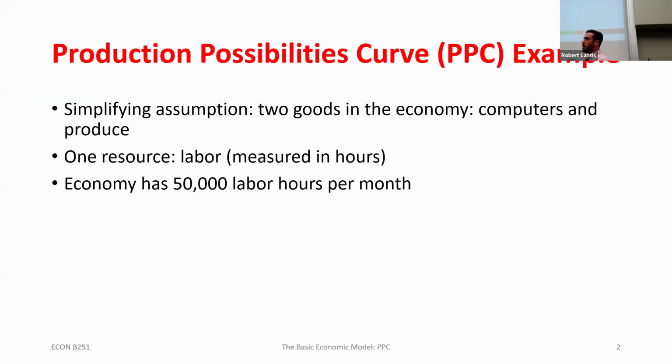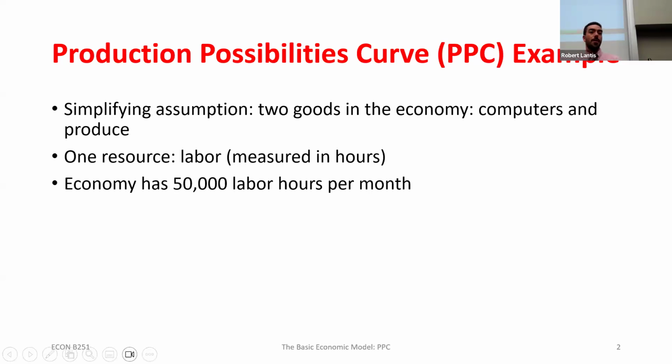They can produce one of two things, computers or, I think I ended up calling it wheat, some kind of agricultural product. We have one resource. Now, obviously, after you did the reading, there are multiple factors of production, but we're simplifying it down to just one to start out with, which is just labor hours.